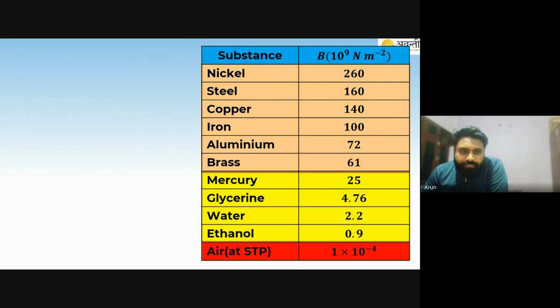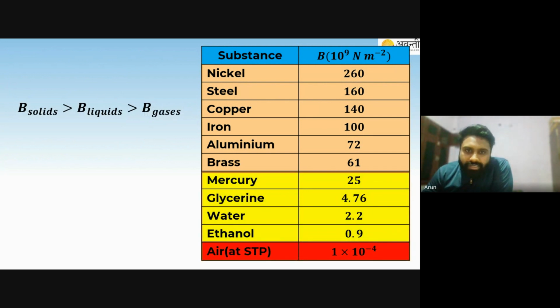You will know that bulk modulus of solid is greater than bulk modulus of liquid. So we can see solid, liquid, and gas. Bulk modulus of solid is greater than the bulk modulus of liquid, and the bulk modulus of liquid is greater than that of gases. Air is a gas.